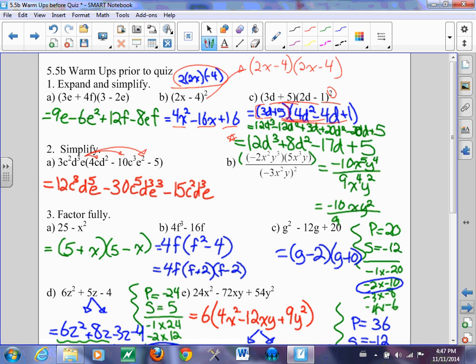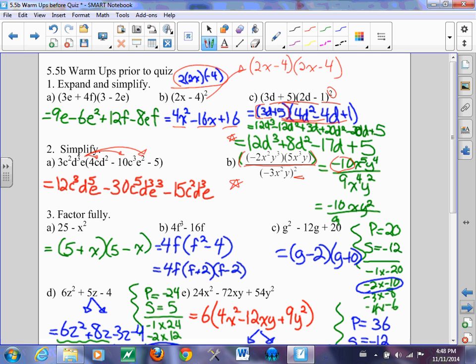Okay? And the last one, B here, folks. Got to be careful that whenever you have a division line, that means to simplify the numerator first before you simplify it with the denominator. So you take the negative 2 times 5 gives you the negative 10, and then use your multiplication of the powers law to add them.